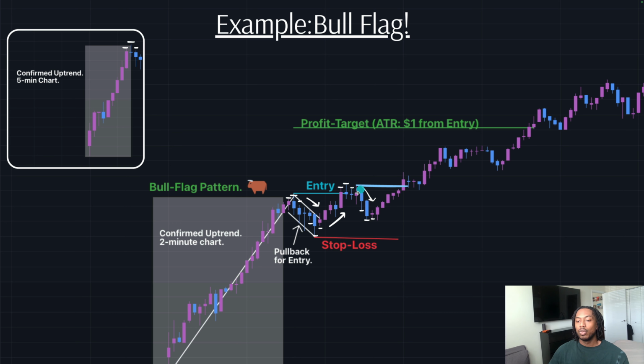I wait. Once I enter, I wait. You're either going to hit my profit target or you're going to hit my stop loss. No matter what, I manage my risk and I played my part. This is now a one trade, no matter the outcome.